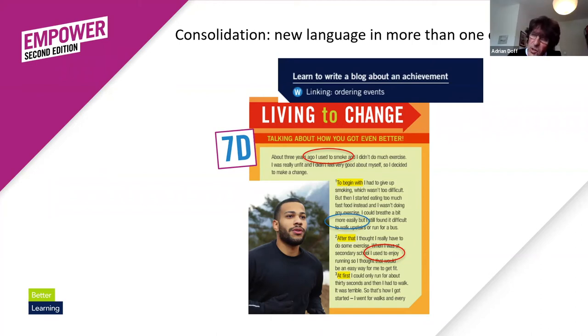So I hope you can see this is an example of how students re-encounter the language through built-in recycling, by seeing the same language in more than one context, which I think is quite a valuable and interesting way to consolidate the language. This is a coursebook example, but of course it's something you can also do yourself in your own classes by reintroducing language in new contexts.